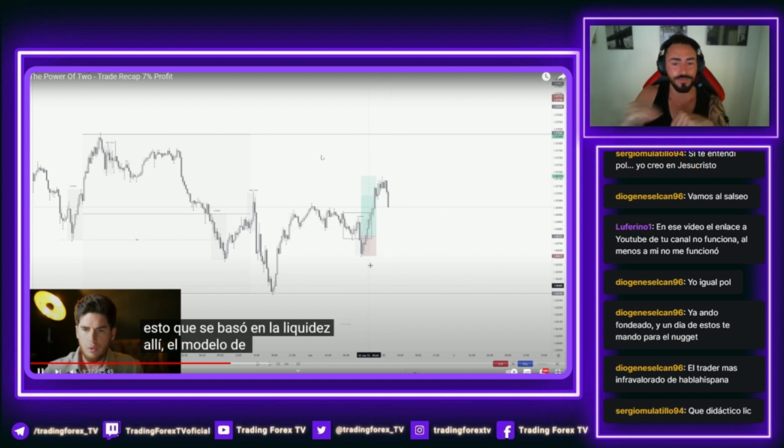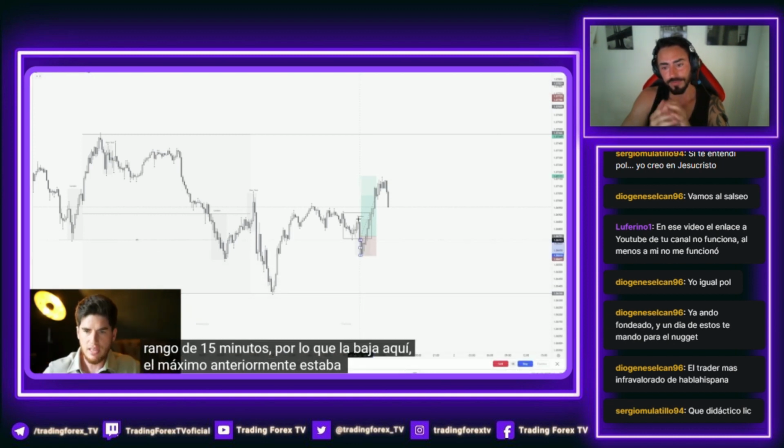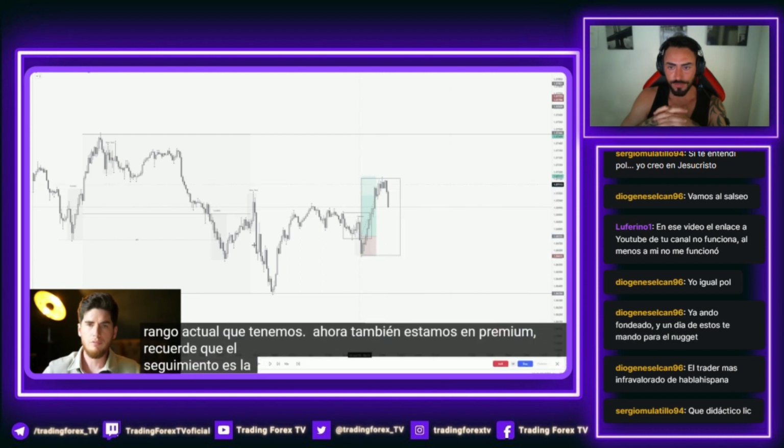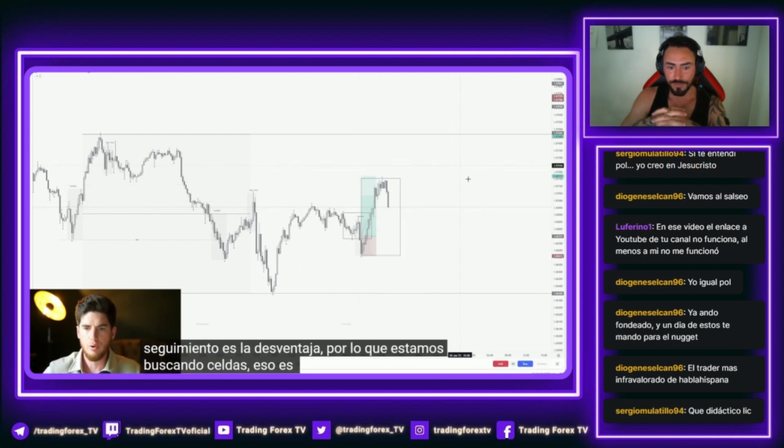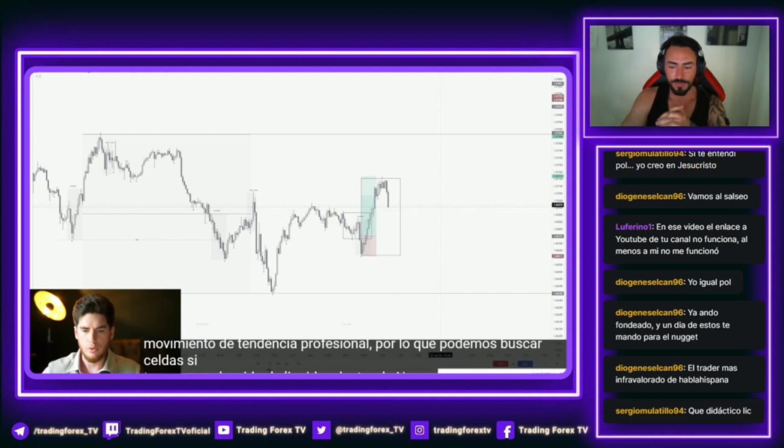There, that's the entry model. But what do we have now? We have to identify a new 15-minute range. So the low was down here, the high previously was here, and now it's up there. So this is the current range. We're now also in premium. Remember, we had follow through to the downside, so we're looking for sells. That's a pro trend move. So we can look for sells if we get a sweep of liquidity inside New York.